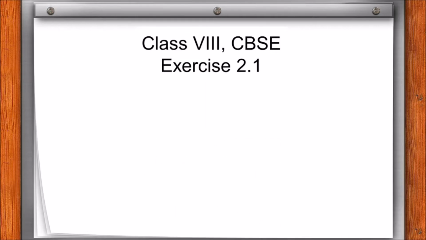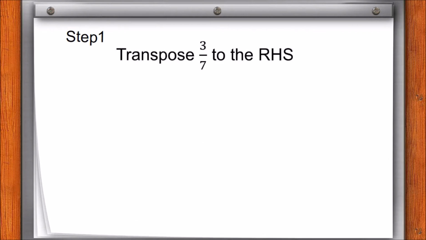Now let us solve a sum from CBSE Class 8 book. Exercise 2.1. Solve the equation 3/7 + x = 17/7. Step 1. Transpose 3/7 to the RHS. We get x = 17/7 - 3/7.